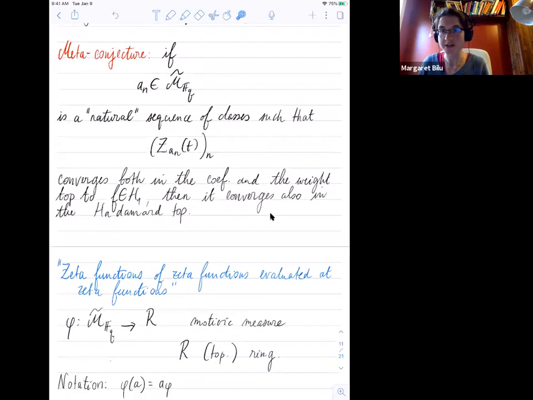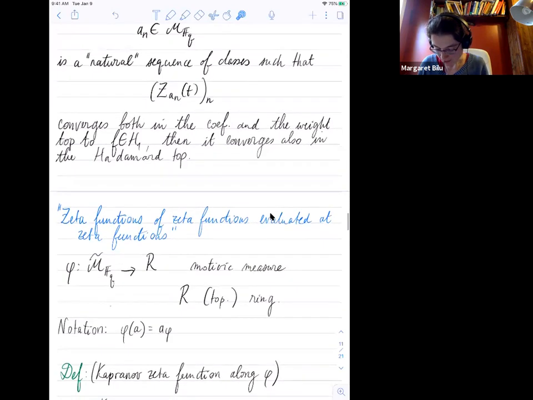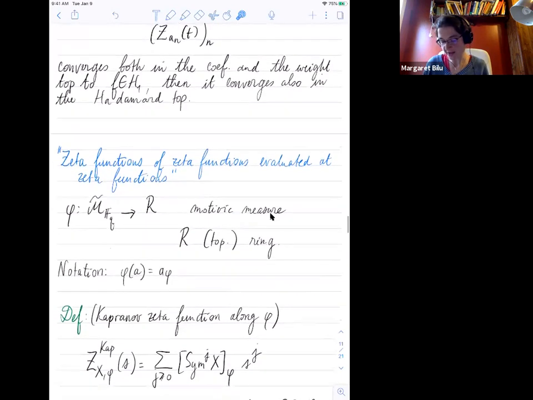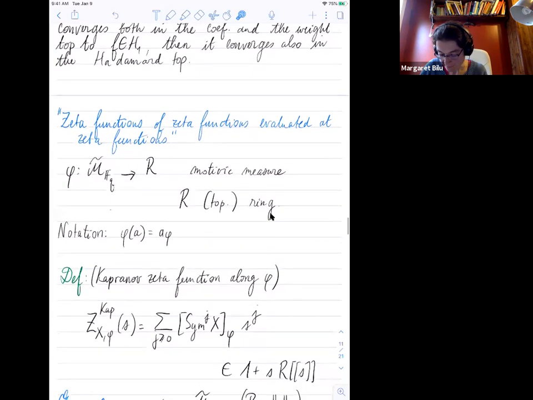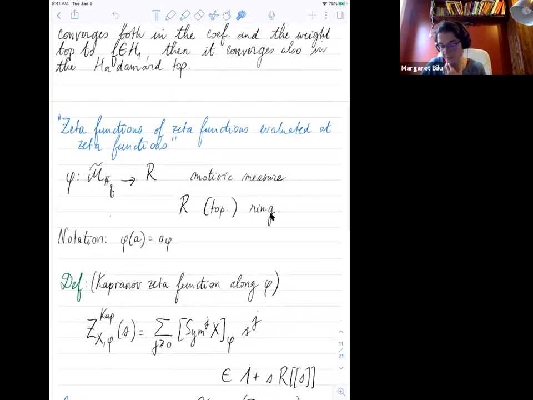The notation in this talk, most of the time, will be that the image of A through phi will always be denoted with a subscript phi. And so I can specialize Kapranov's zeta function along phi. Okay, so we'll just get the generating function, but of the classes via the measure phi. And so this will give me a function with coefficients in R.